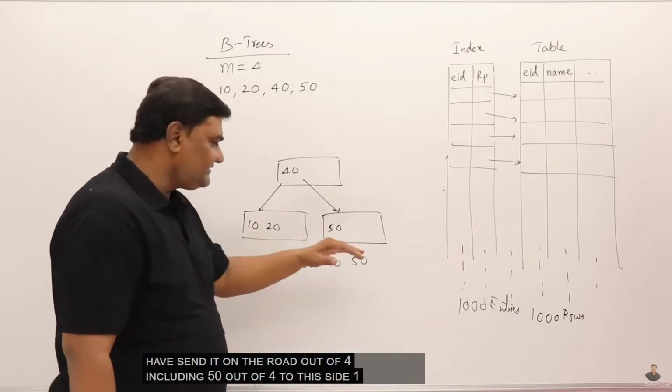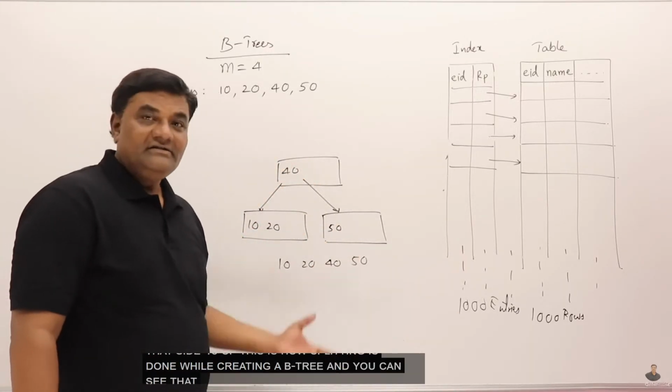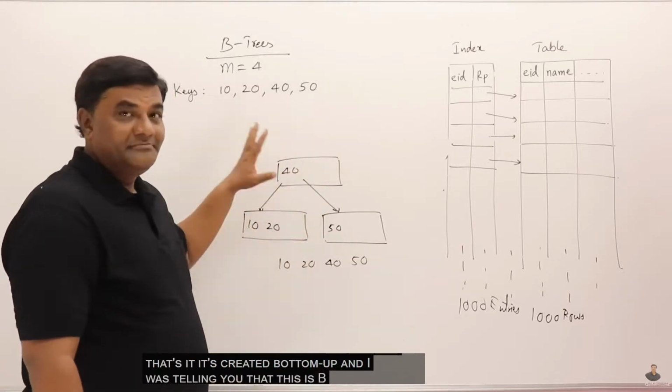Out of 4, including 50, 2 this side, 1 that side, 40 up. This is how splitting is done while creating a B tree, and you can see that the tree is going upwards. So that's it. It's created bottom up. And I was telling you that B trees are useful for implementing multi-level indexing.